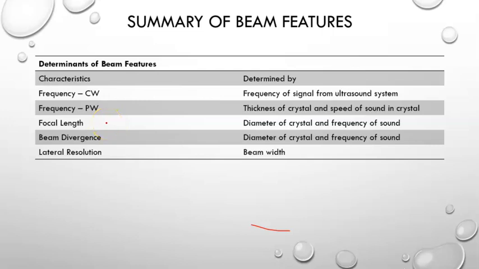The focal length, or the distance from the transducer to the focus, depends on the diameter of the crystal and the frequency of the sound. The beam divergence in the far zone depends on the diameter of the crystal and the frequency of the sound. The lateral resolution at any point in the image depends entirely on what the beam width is at that depth. And this concludes the presentation.